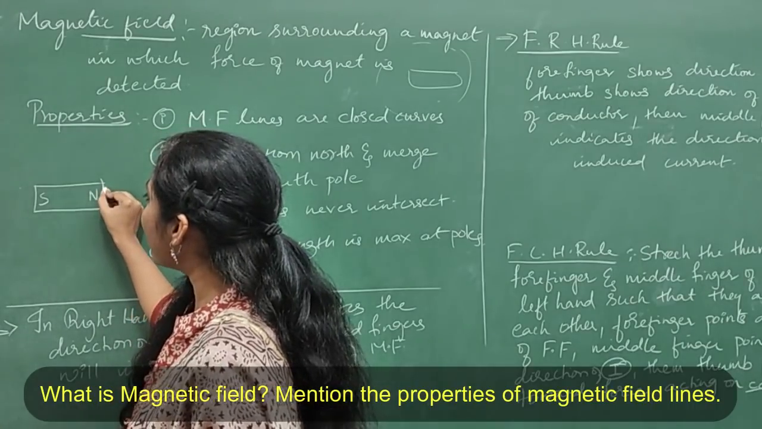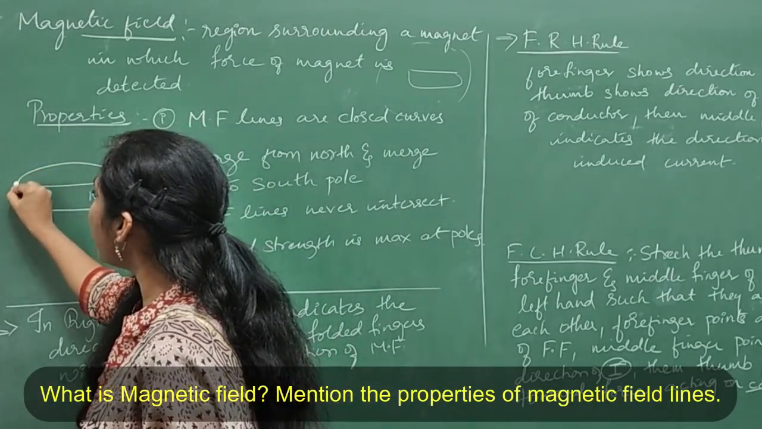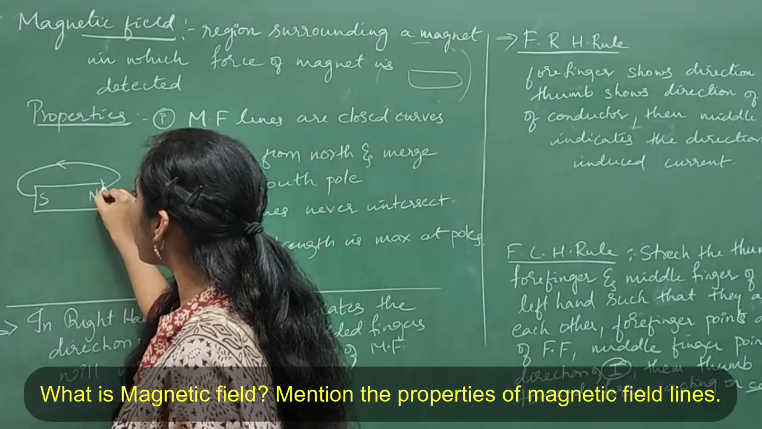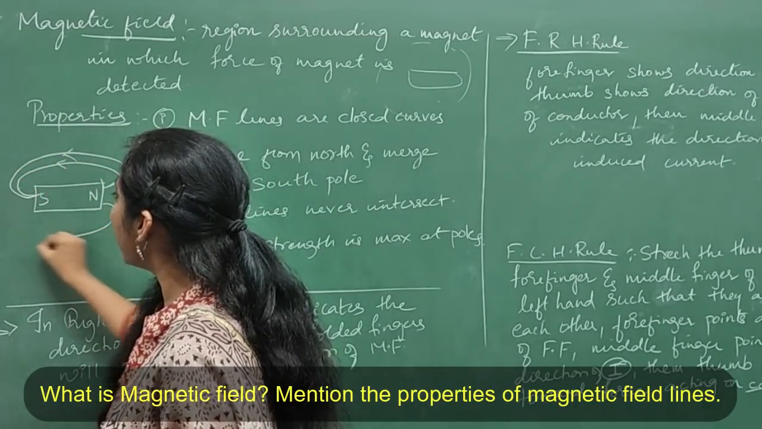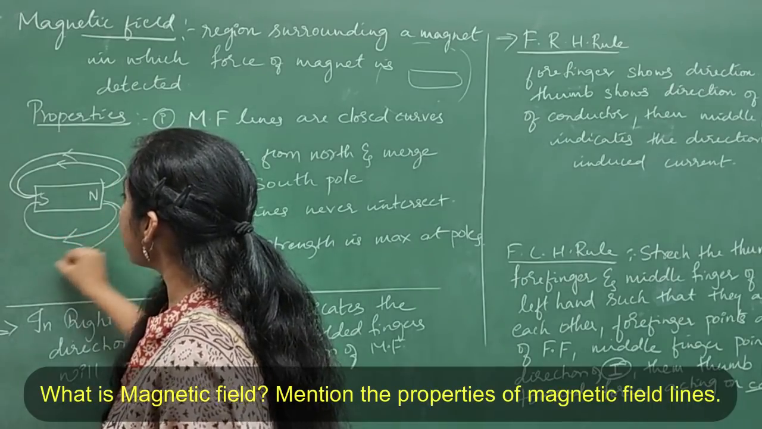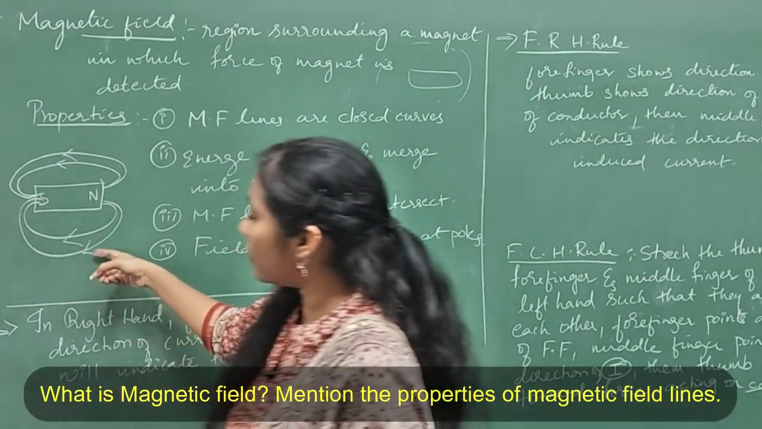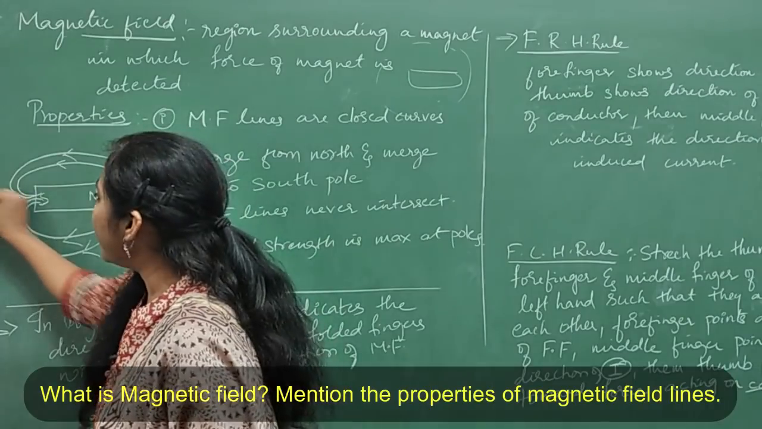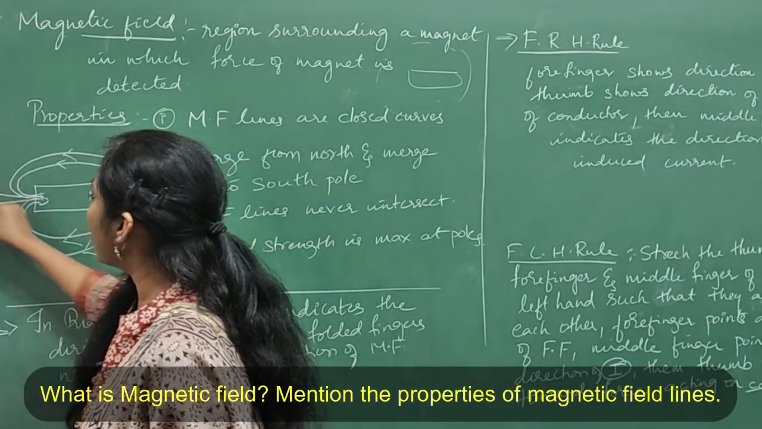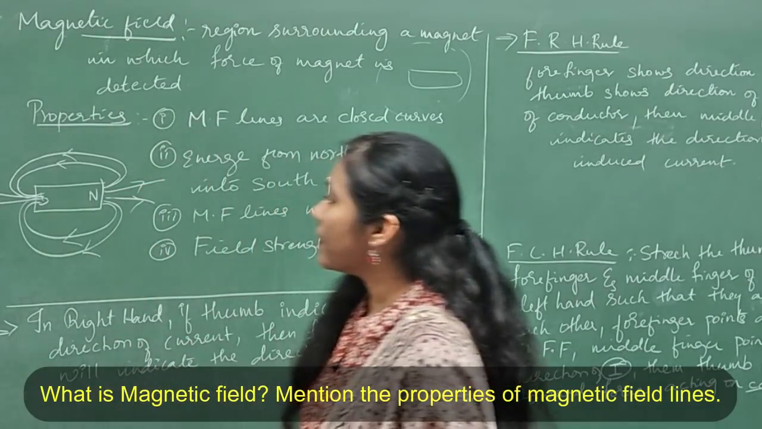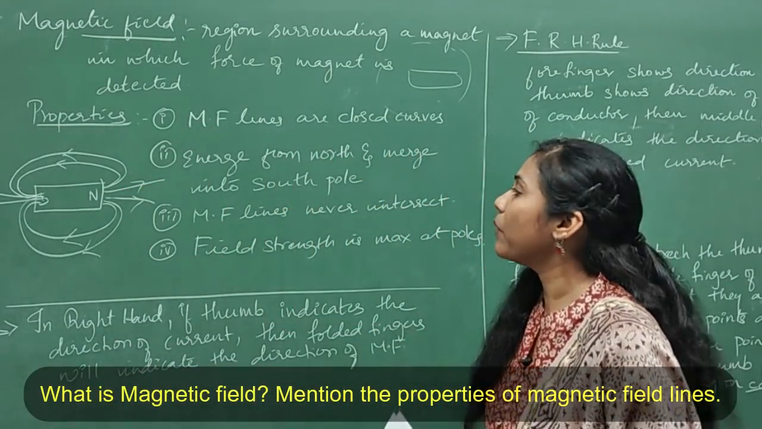And how do you show magnetic field lines? They emerge from North Pole and merge in South Pole, isn't it? This is how you have to show. Show the arrow mark carefully, something like this, right? So this diagram is very, very important.